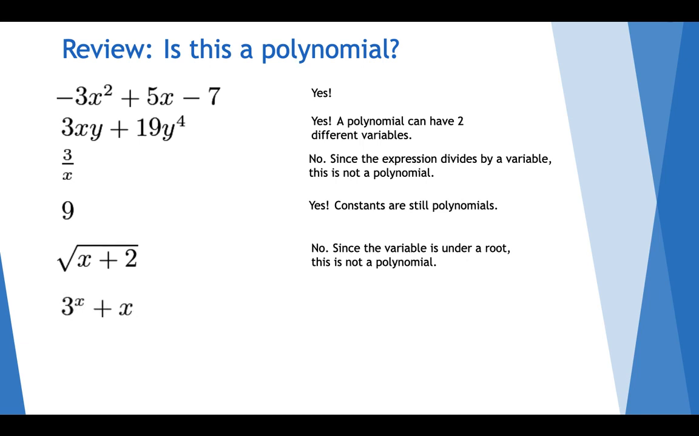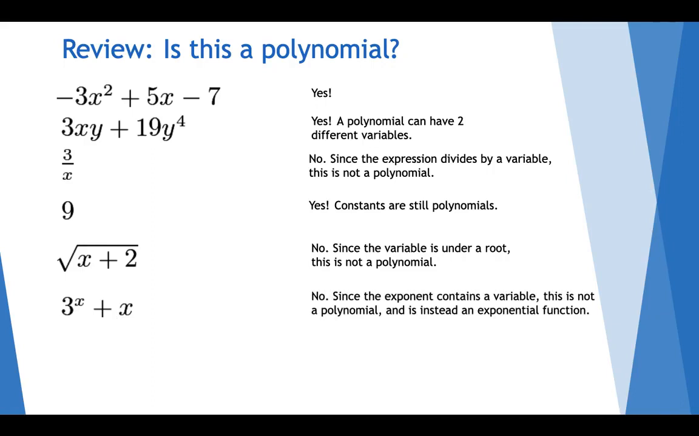How about 3 to the x plus x? Well, we have an exponent that is a variable, so this is actually an exponential function. And by definition, exponential functions cannot be polynomials. So since the exponent contains a variable, this is not a polynomial and instead an exponential function.